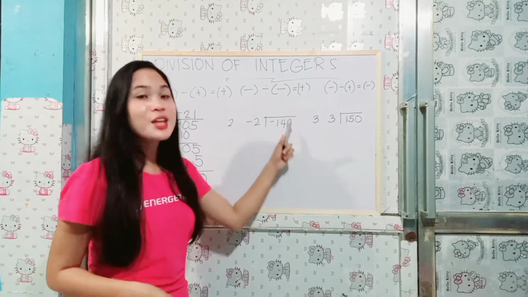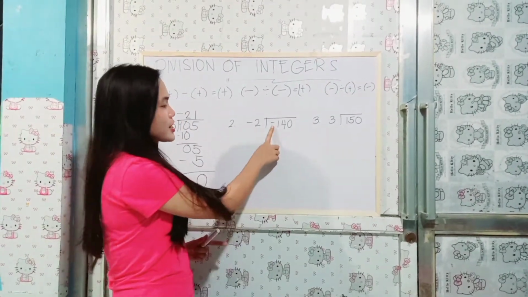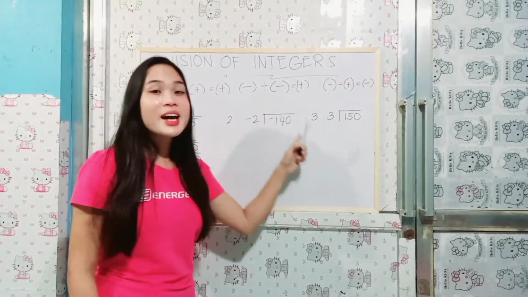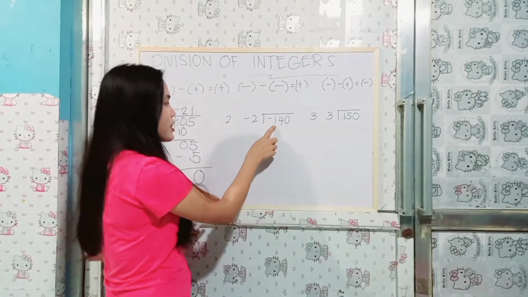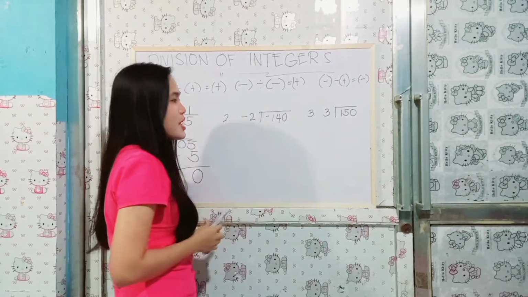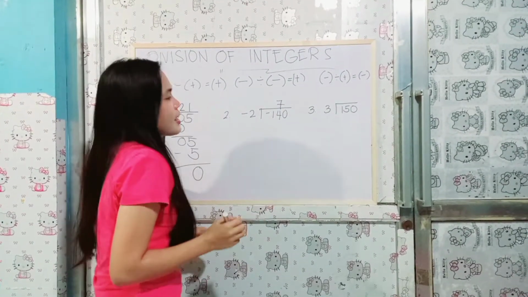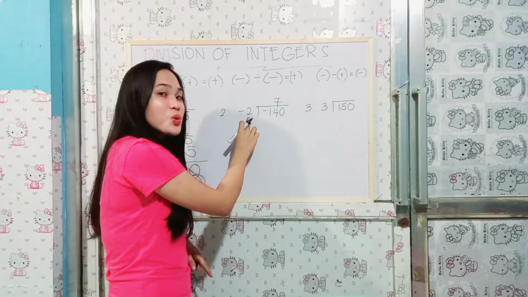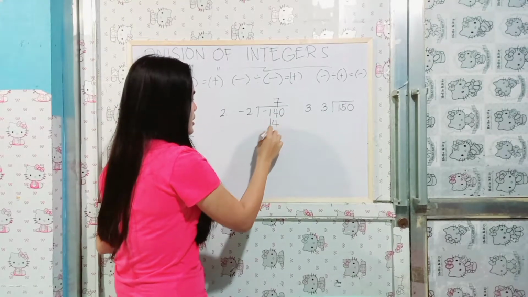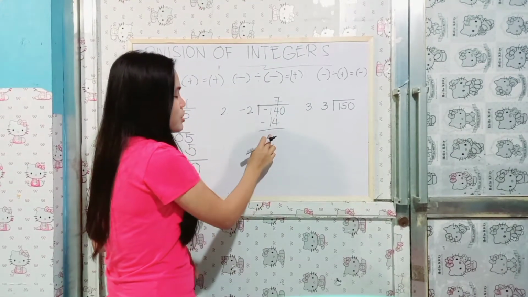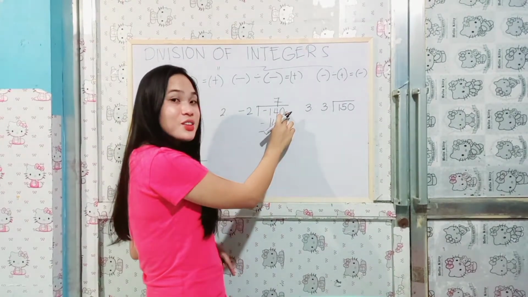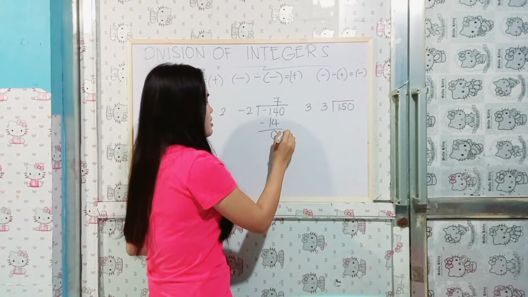So let us have another example. We have here negative 140 divided by negative 2. Okay, so let's divide their absolute values. We cannot divide 1 by 2, so let's proceed, it becomes 14. 14 divided by 2, the answer is 7. And then multiply 7 times 2, the answer is 14. Okay, let's subtract 14 minus 14, the answer is 0. And then there's still another digit, so let's bring down 0.